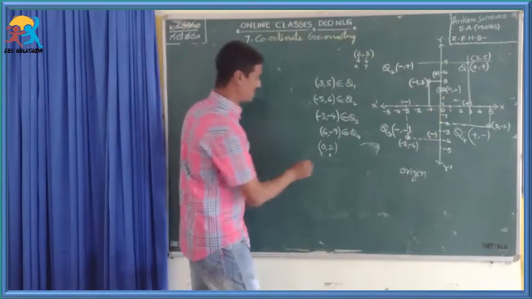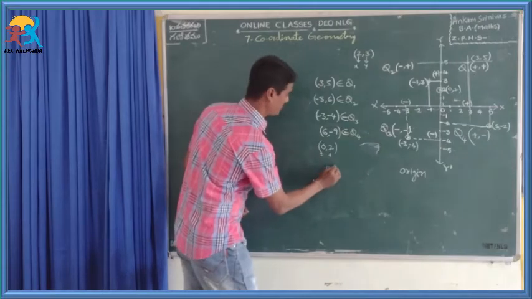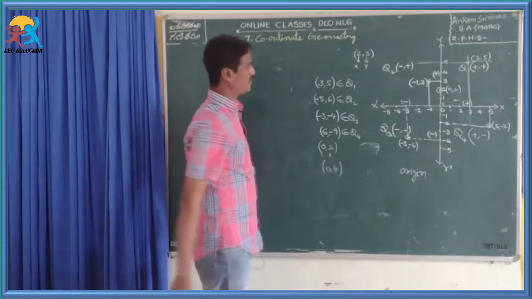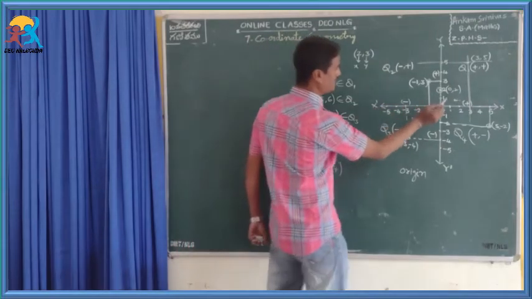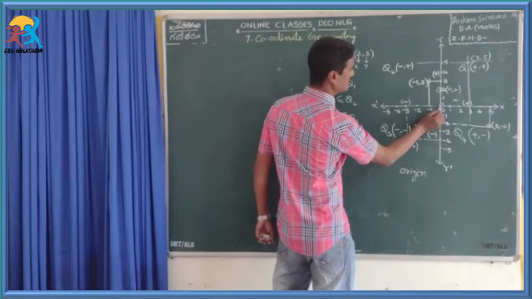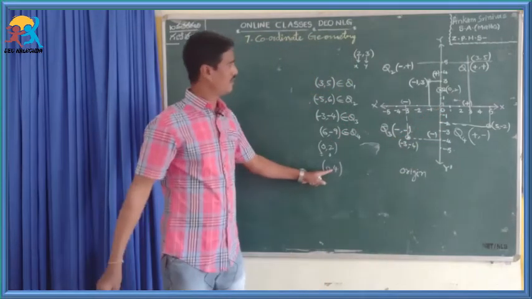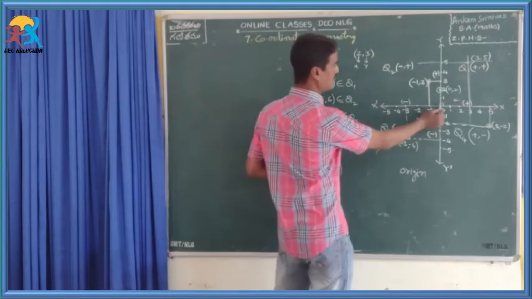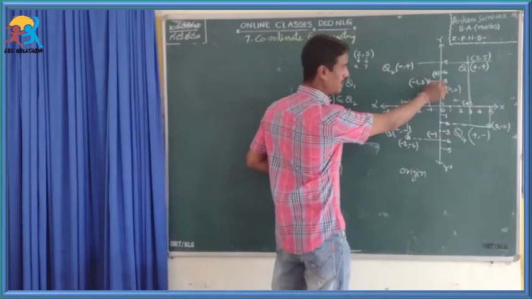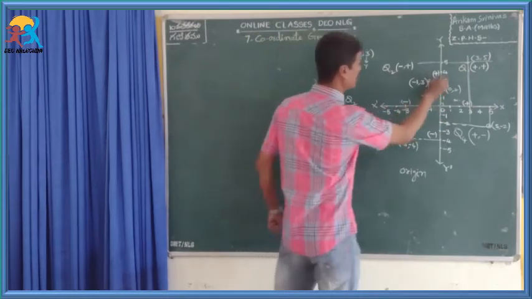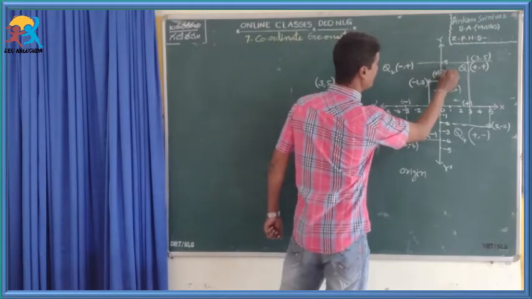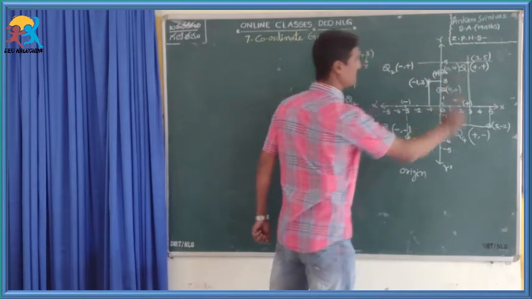This is the position of 0 comma 2. Suppose I take another one, 0 comma 4. On the x axis it is 0, and on the y axis 4 units: 1, 2, 3, 4. This point is 0 comma 4. You got it?